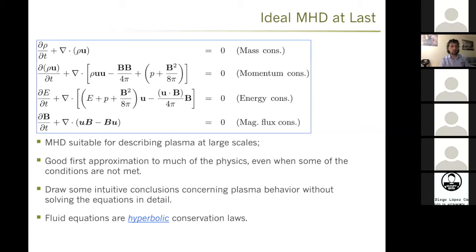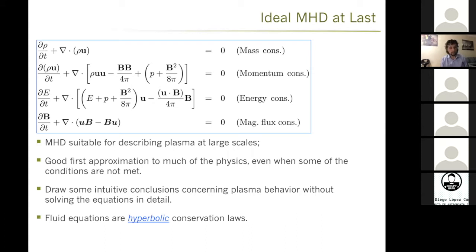This is called the conservation form. The conservation form is better, and it can be obtained from the other one just by simple arithmetic manipulation using vector identities. This is better because you ensure conservation of mass, momentum, energy, and magnetic flux. Now, ideal MHD is suitable, I said that already, to describe plasma at large scales, but even when it is not suitable, it is still a good first approximation to much of the physics, even if some of the conditions are not met. That's why people insist on using MHD.